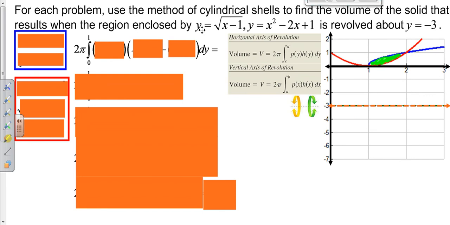But since we have to be dealing with y's, we got to go ahead and solve each one of these for x. So it's x equaling something with y. So if we take a look at this one here, which is for our blue one, we could square both sides, and then to finish getting x by itself, we add 1.